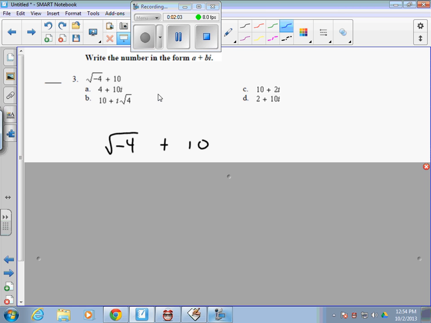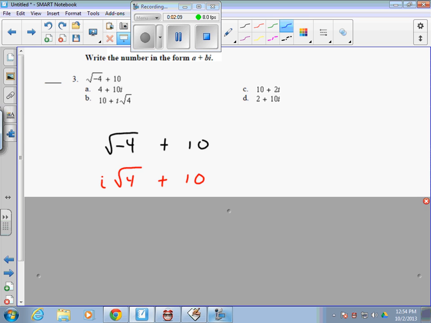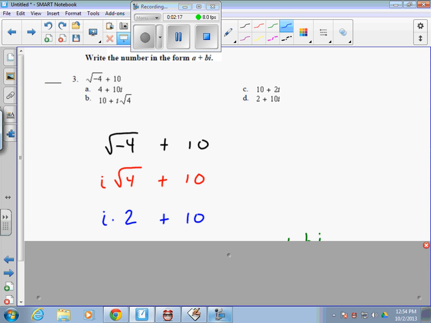Write it in the form a plus bi. So we have the square root of negative 4, plus 10. Again, get rid of the negative value under the radical symbol by taking i and multiplying it by it. So i times the square root of 4, plus 10. i times 2, plus 10.